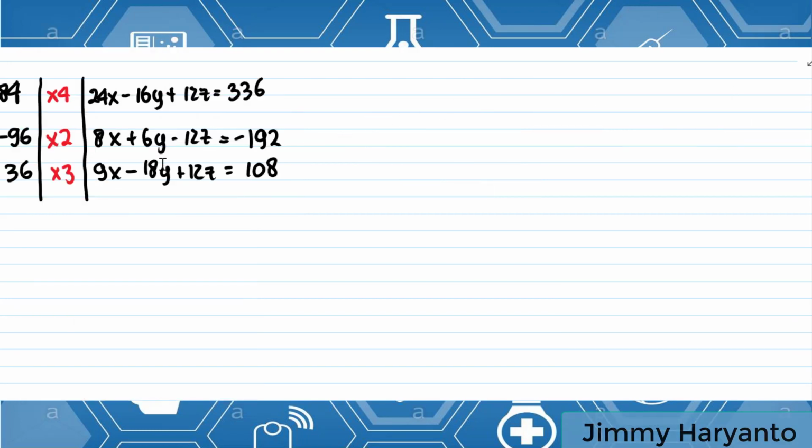Okay, so for the bottom, I already times it by 3, so the result is like that. Next, I want to add the first and the second, 32x, add them together. Negative 10y equals 336 minus 192, 144. Okay, for this one, add them again, because one z is negative and one is positive, so we have to add them. 17x minus 12y equals, add them together, negative 192 plus 108, negative 84.